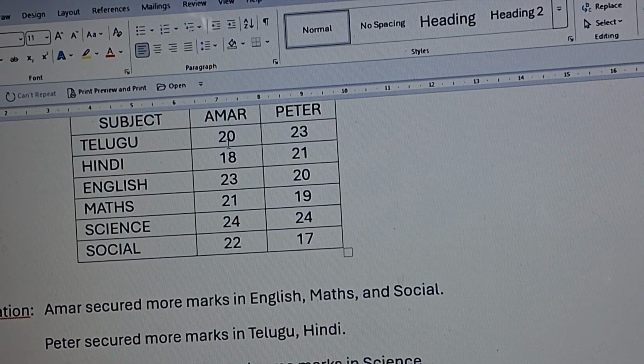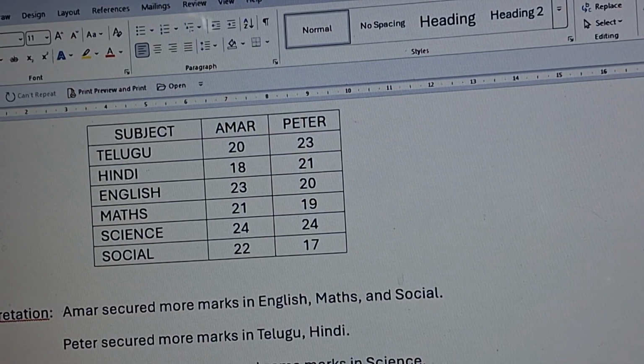See, Amar got 23 in English, and in Maths he got 21, and Social. So these are the three subjects in which Amar secured more marks, and Peter secured more marks in Telugu and Hindi only, and both Amar and Peter secured the same marks in Science. So this is the interpretation that you can do with the help of this table.